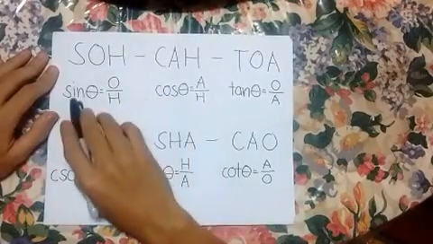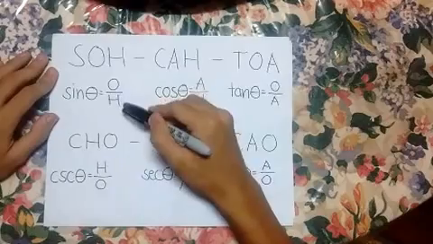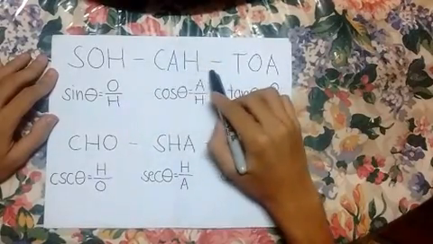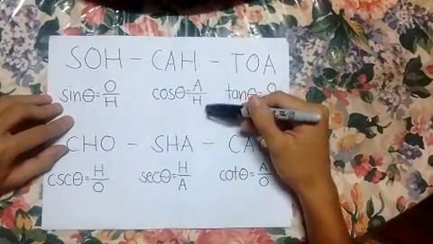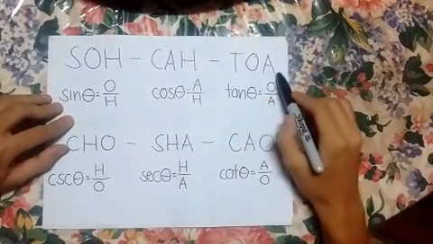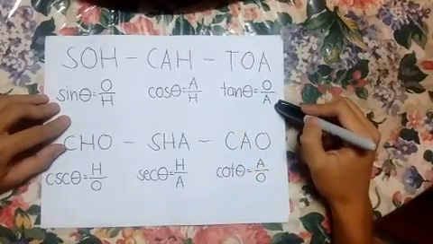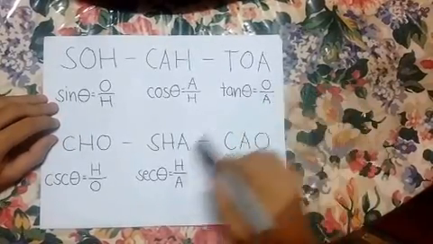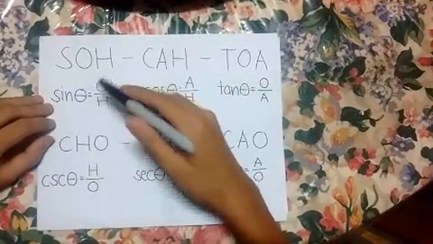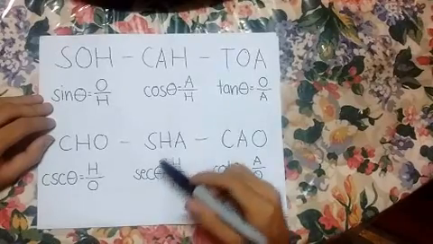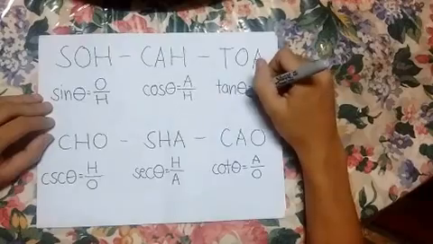SOH means sine of theta is equal to opposite over hypotenuse. CAH means cosine of theta is equal to adjacent over hypotenuse. TOA, tangent of theta is equal to opposite over adjacent. Now, a thing to remember, cosecant is just the reciprocal of sine, secant is just the reciprocal of cosine, and cotangent is just a reciprocal of tangent.